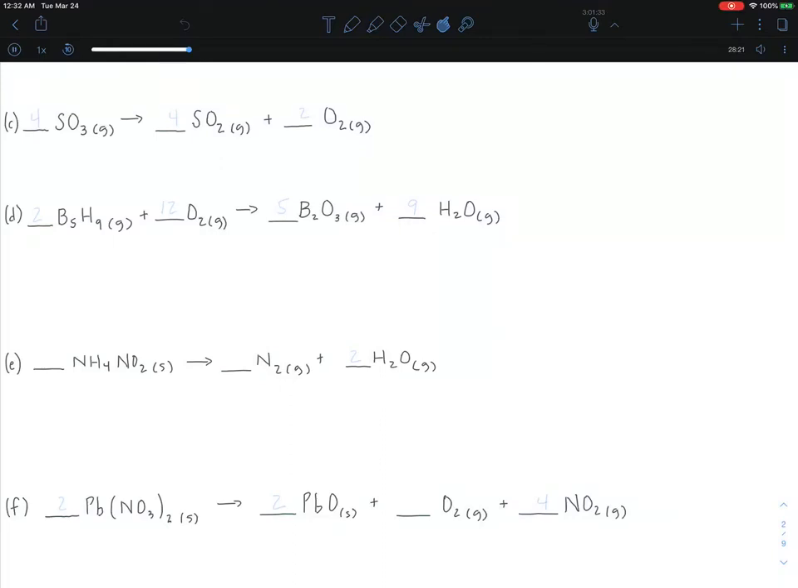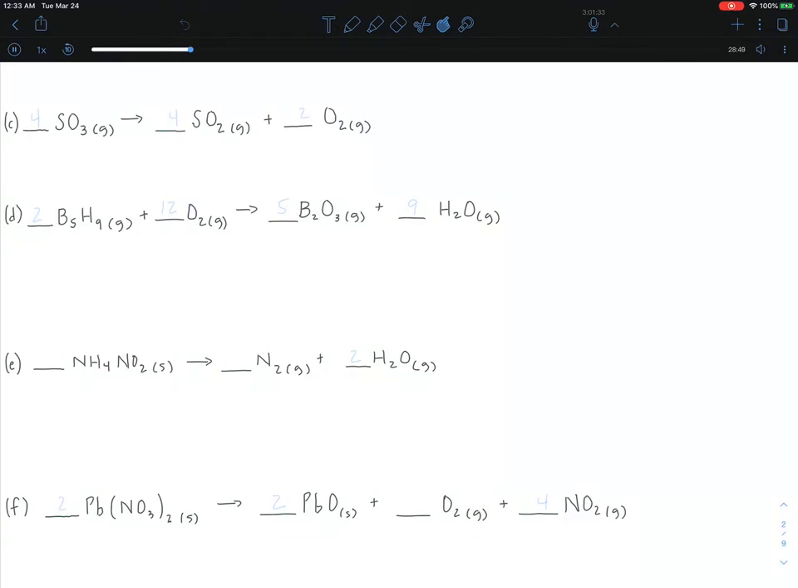We've got another decomposition. So we've got one, and I want to list these out separately. So we only have two different types of atoms in here. I've got sulfur and I've got oxygen on the reactant side. And I'm going to list them in the same order on the product side. Sulfur and then oxygen. And here's the thing.